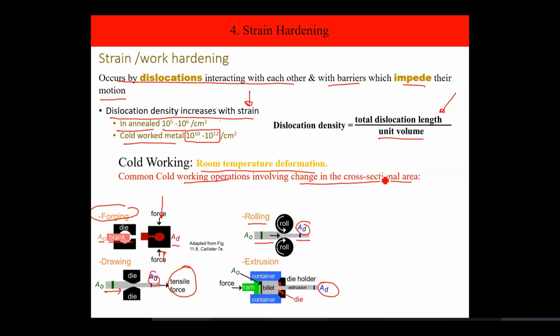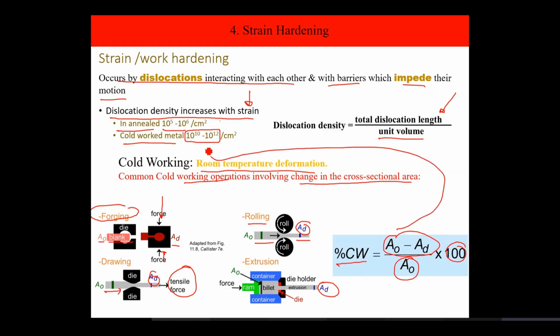The only thing that you'll be interested in over here is the percentage cold work. Percentage cold work is basically the reduction in the cross-sectional area with regards to the original area, multiplied by 100%. This is percentage cold work. And this cold work is basically related to the dislocation density.